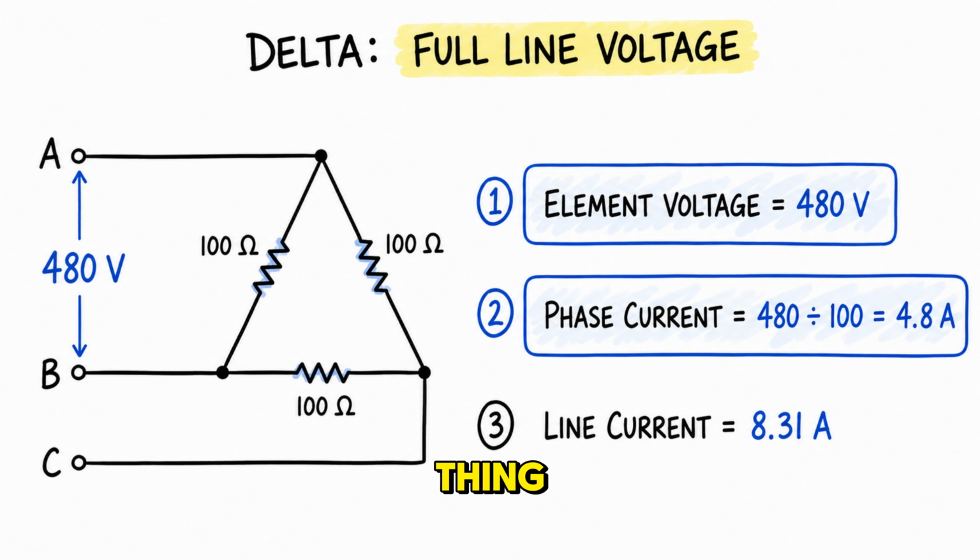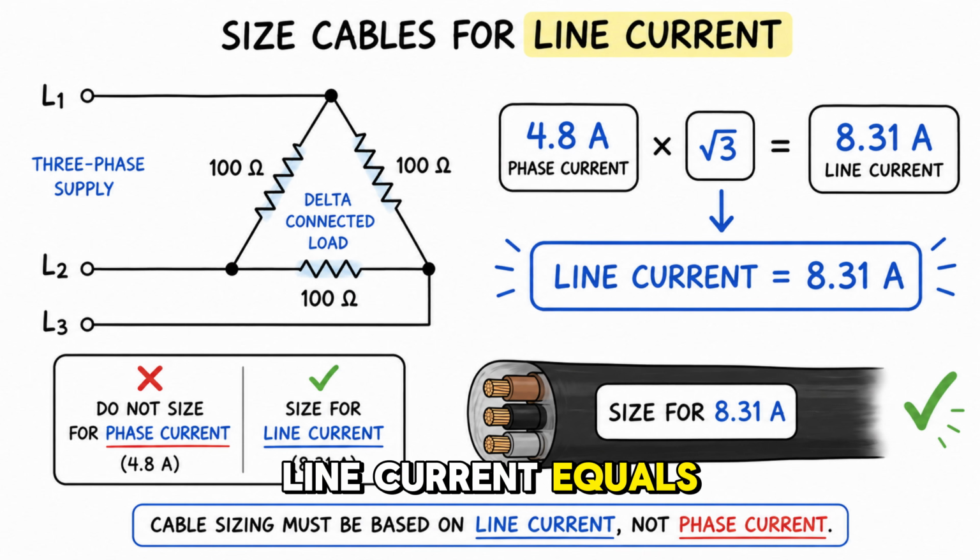Remember this simple thing. In delta connection, each element receives full line voltage. Phase current equals 480 divided by 100, which is 4.8 amperes. Line current equals phase current times √3, which gives 8.31 amperes. Always size supply cables using line current, not phase current.